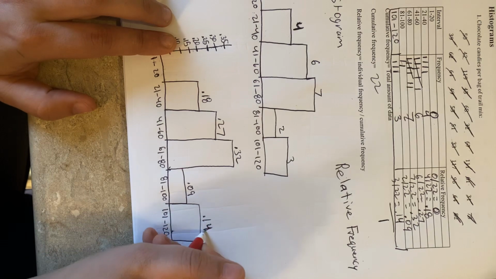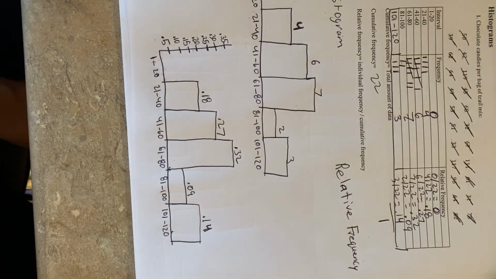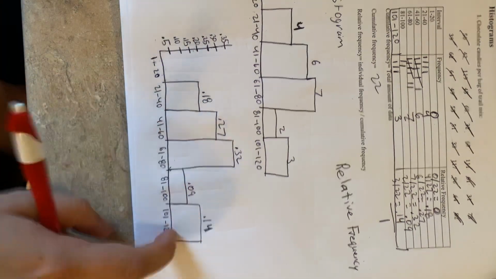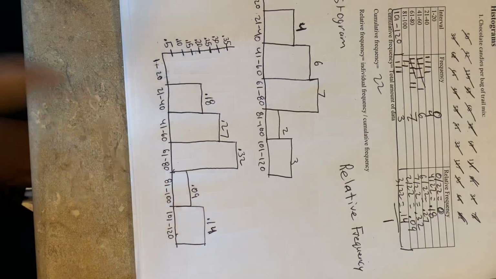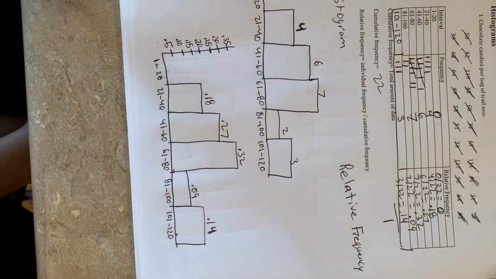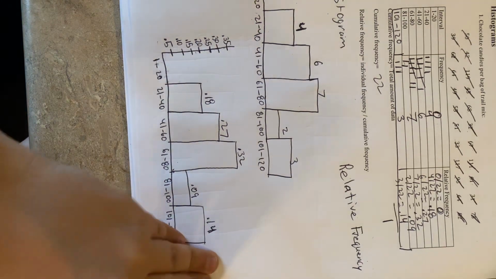And so that just tells you what percentage of your total had those amounts. So like 32% of my bags had 61 to 80 chocolates in it. 9% of my bags had 81 to 100, and so on. All right, so that's a histogram and then a relative frequency histogram.